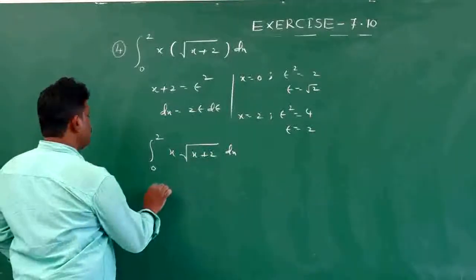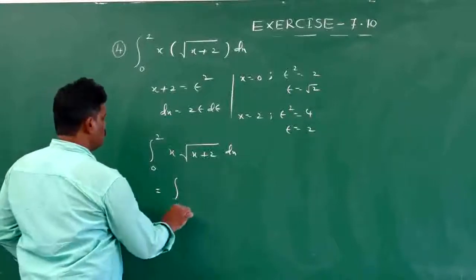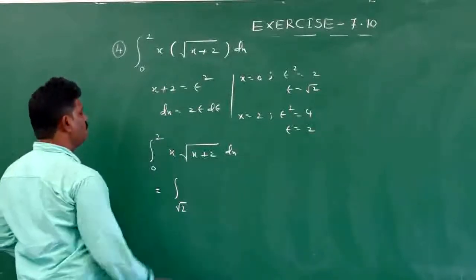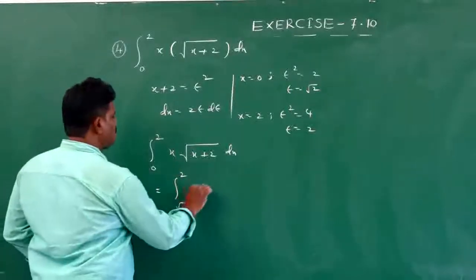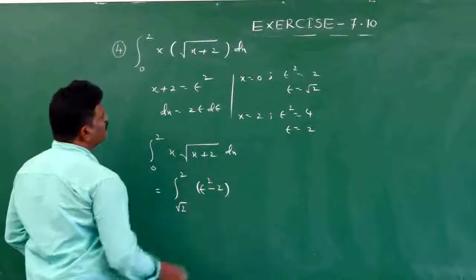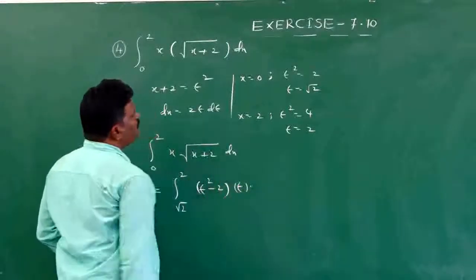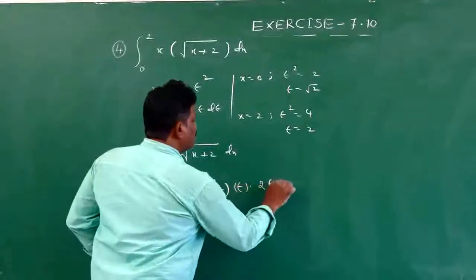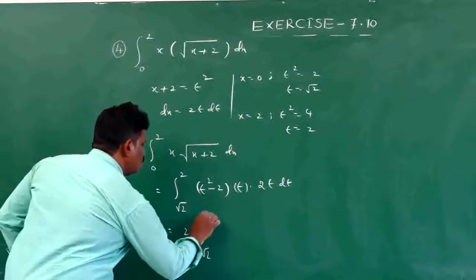Now here, what we have done is integral from 0 to root 2, and this value is 2. Okay? Now x = t² − 2, so t² − 2, this value is how much? The square root of t² means t, and dx is 2t dt. That is equal to 2 times the integral from root 2 to 2.